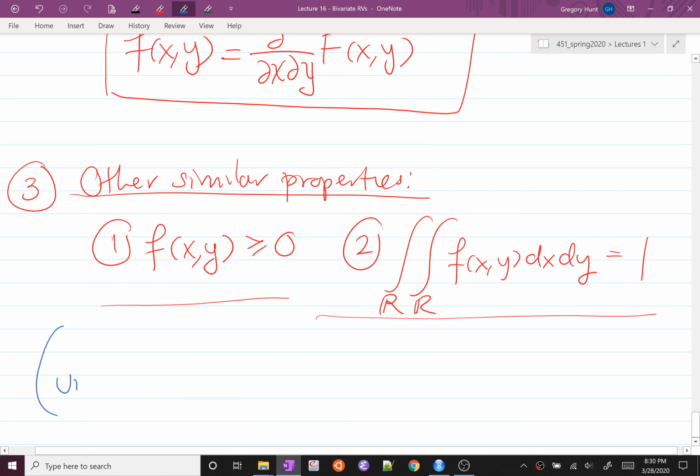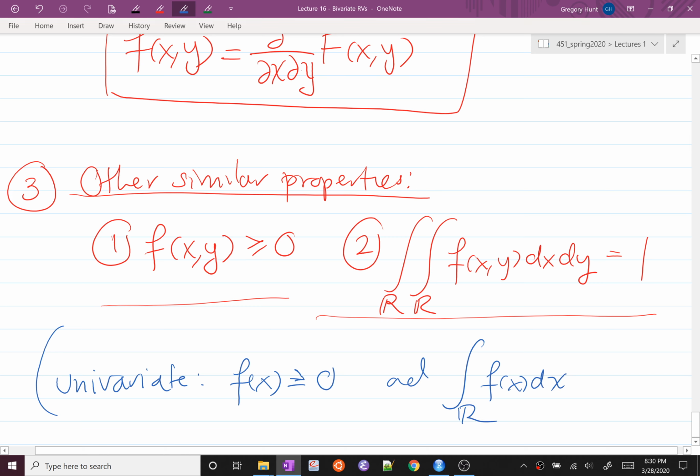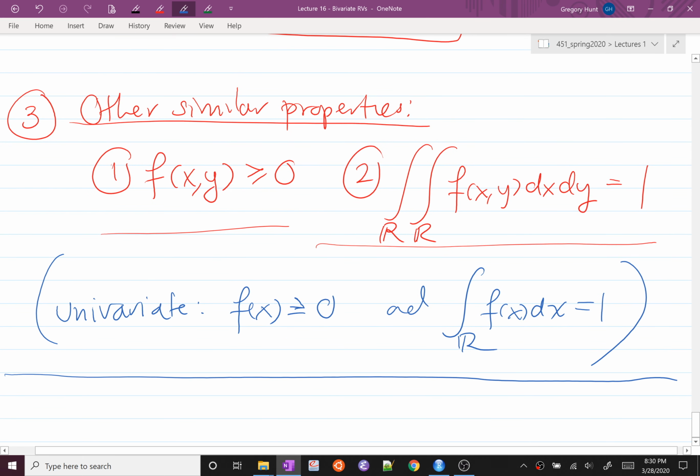So in our univariate case, we said that my PDF was always bigger than 0, and if I integrated my PDF over all possible values, I would get 1. In the same way, all of these properties are going to be true, and I'm not going to belabor them because they're really similar to the univariate case. So what other properties have we talked about?